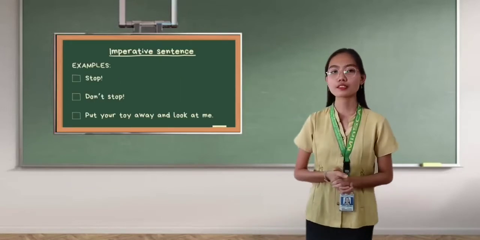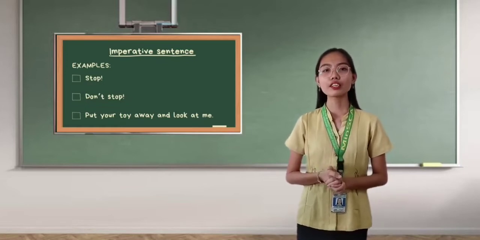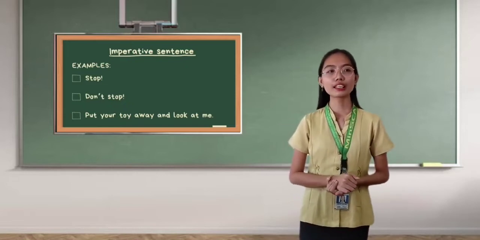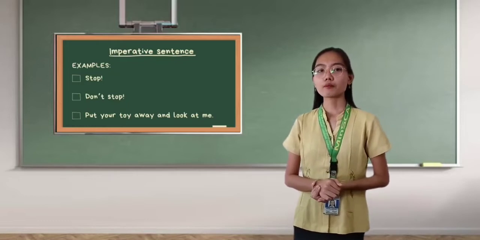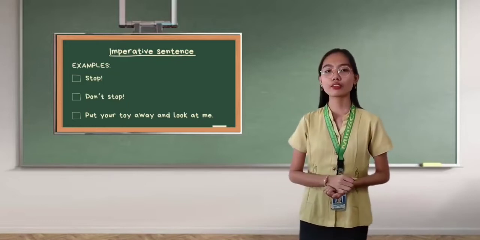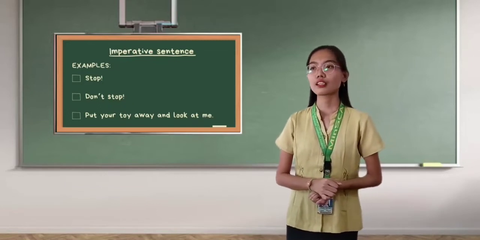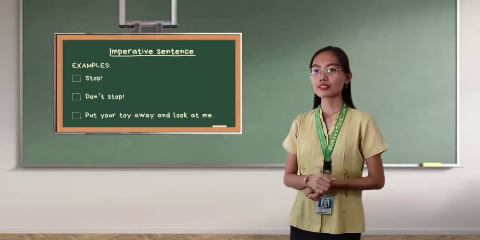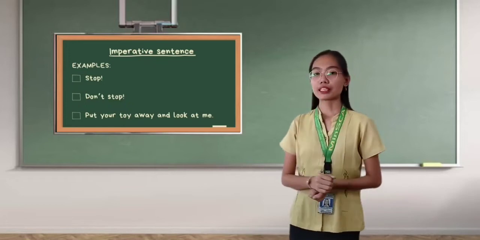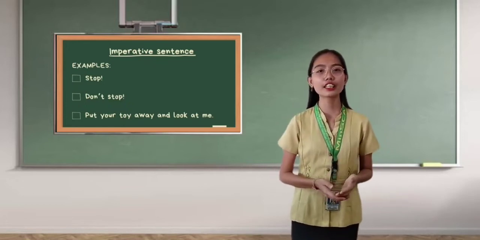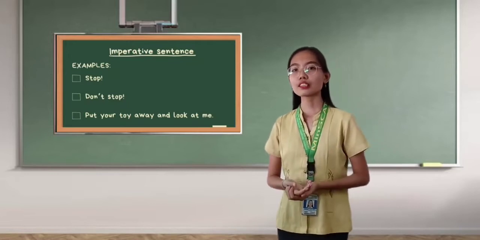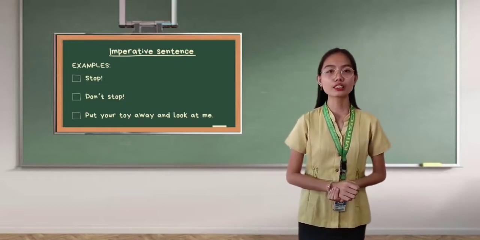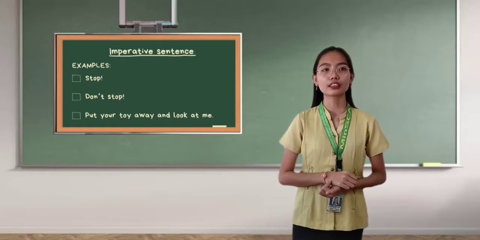Look at these examples. Stop. Even though it doesn't have a subject written there, we can understand automatically that you is the subject. It is the positive one, so the negative kind of imperative sentence is "Don't stop." Here's an example of a compound imperative sentence. Put your toy away and look at me. Just like what I have said earlier, you can identify an imperative sentence because it appears to be missing a subject. However, the command of each imperative is directed at you.